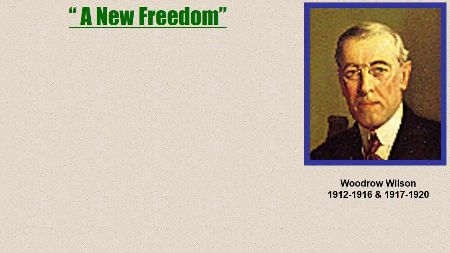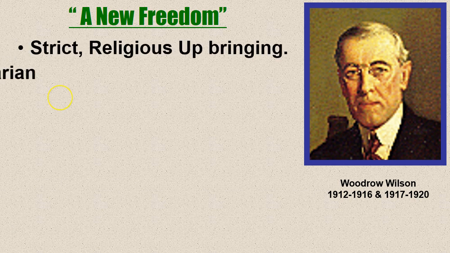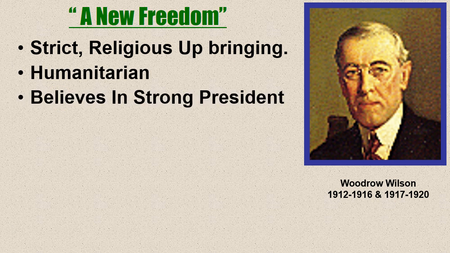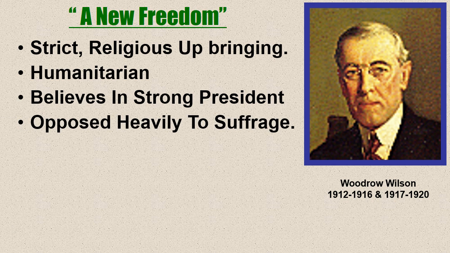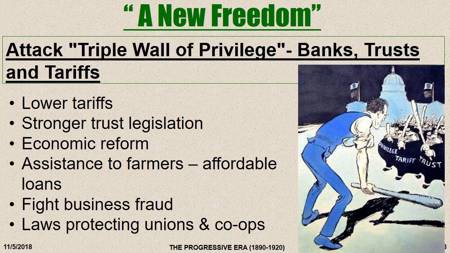And as Wilson ran for the presidency, he ran on something called the New Freedom. He's got a strict, strong religious upbringing. We'll talk about him more with World War I and imperialism. Humanitarian, believes in a strong president as well. He's heavily opposed, though, to suffrage. He's very old school that way. Reformed governor from New Jersey, but he runs on the triple wall of privilege. I'm going to attack it. And he does it in the area of banks, trusts, and tariffs, and all those things right there. And he may have the most impact on the economy of any of those other 2 presidents. Know him. Make sure you get your 2 left sides.